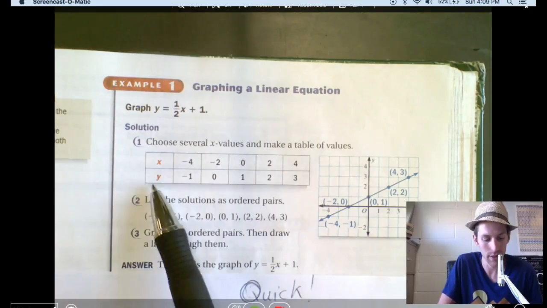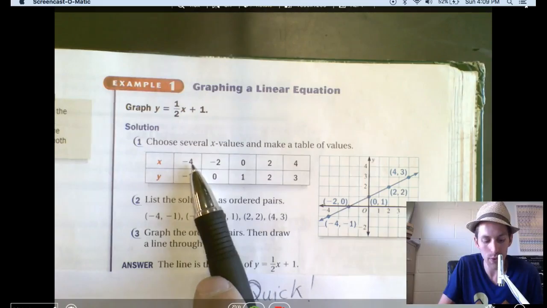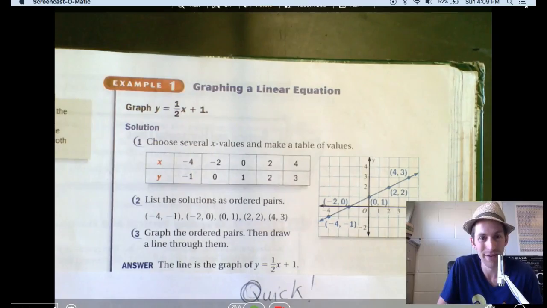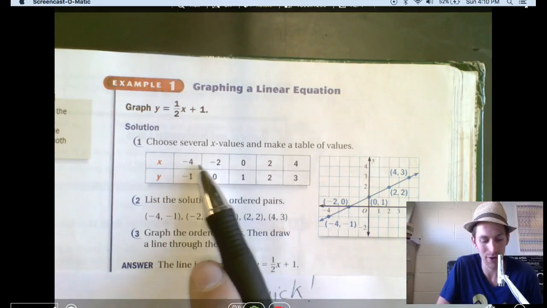Here is a table of values. Put the x on top, y on the bottom. You can choose whatever x input values you want. You can input a million if you really want to make a graph that big. But this person said, hey, I'm gonna go by zero and I'm gonna go a couple below, a couple above type thing.